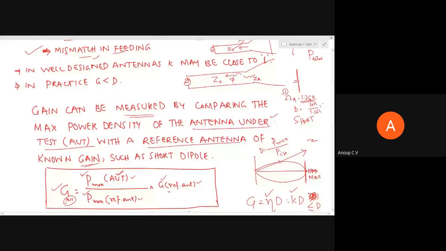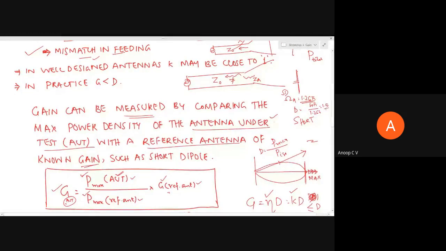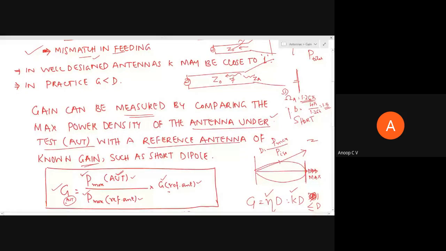So what is 4 by 1.26? Is it 1.5? Can anyone tell me what is 4 by 1.26? I'm just taking up a practical example. That's it.